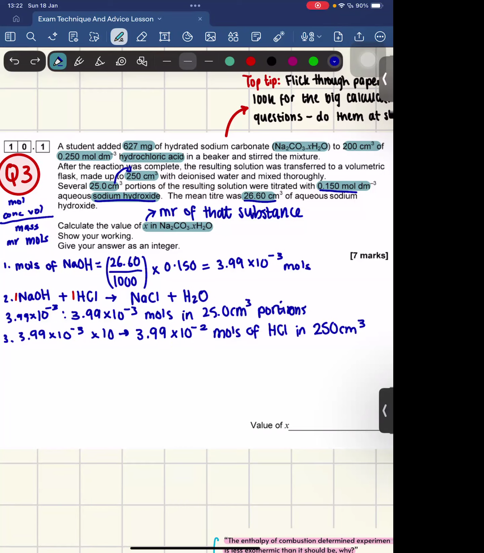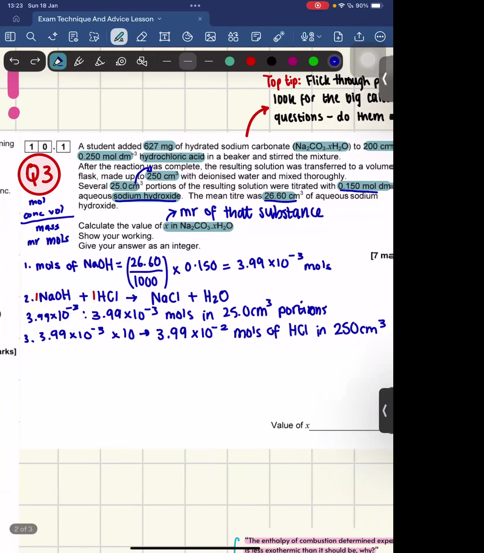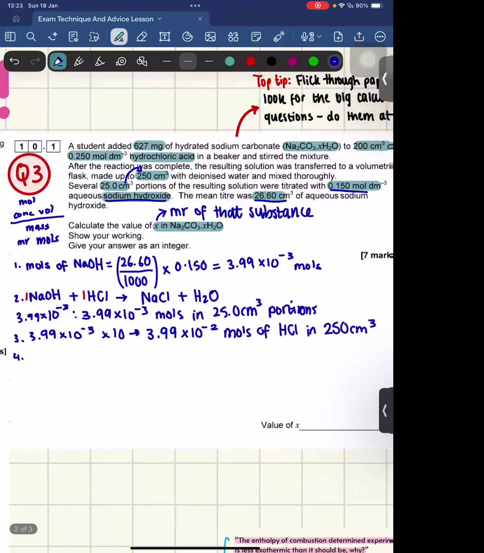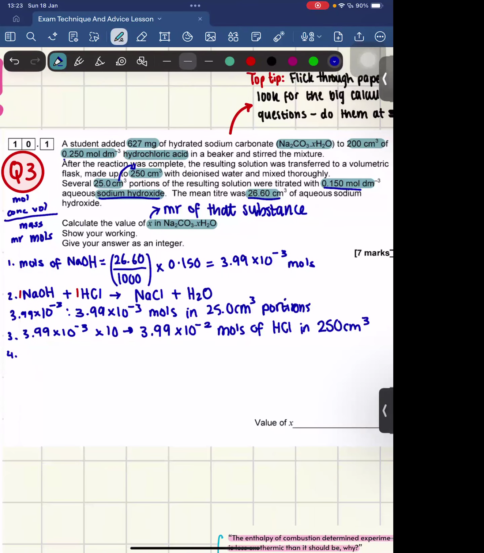So I'm at the midway point now. After working backwards, I'm midway through this, and I can now use this to figure out the rest of what it's asking me. So that's how much I've got in 250 cm³, how much I had left over. I've also been given another value: 0.250 and 200 cm³ of hydrochloric acid. And that's how much of that hydrochloric acid was initially added. So we've got how much was left over, and we've got how much was initially added. So using those two, we can figure out how much of it actually reacted with that sodium carbonate.